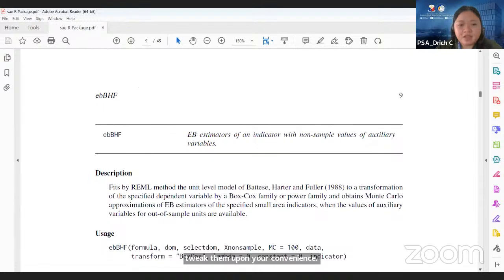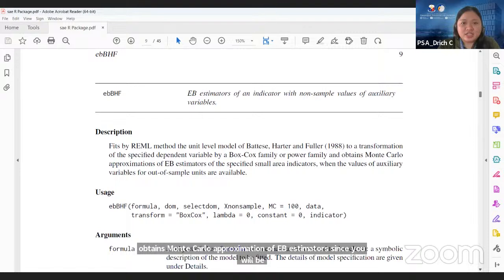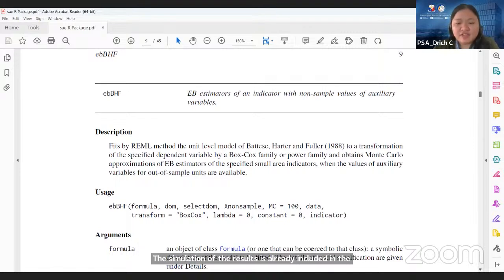As mentioned, the empirical-based methodology, the eBLUP, is also available in this R package, and it has several EB estimators, such as an indicator with non-sample values of auxiliary variables. This fits the REML mentioned in the presentation, the unit level model to a transformation of a specified dependent variable by a Box-Cox family or power family, and obtains a Monte Carlo approximation of EB estimators. The simulation of the results is already included in the R package, so you can just identify the number of simulations you would prefer when you run the eBLUP or any other available model-based approach in this package.